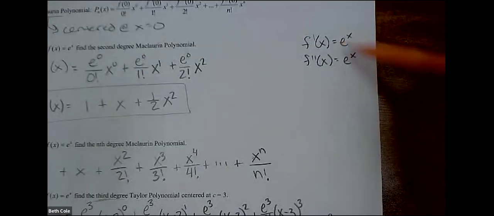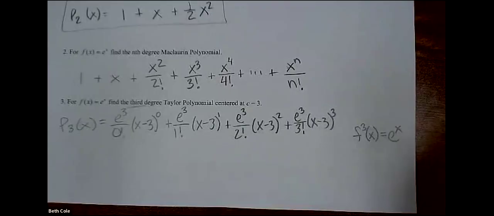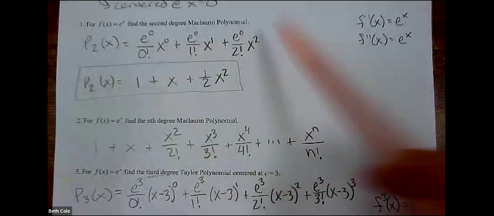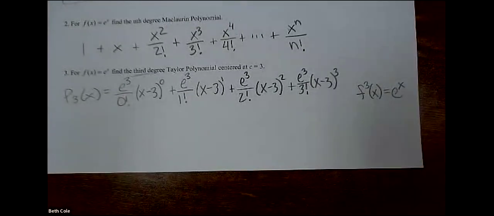Because all the derivatives are e to the x. They're all the same. And it's centered at 3. So we plugged in 3 for all of them. Oh, this one was 0, so we plugged in 0 for all of them. Oh, okay. Wait until we do one.